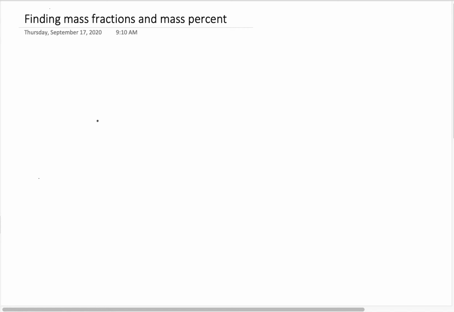I've had a couple of questions from students about problems on SmartWork, so I figured I would go ahead and talk about mass fractions and mass percent. Our background for this is looking at molecular weights for different molecules, and also at atomic weights.